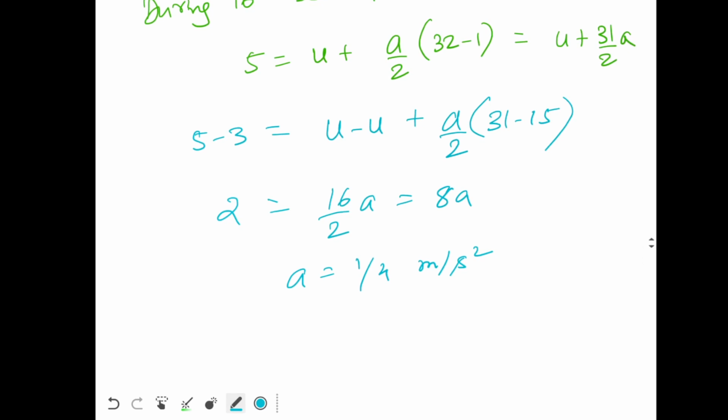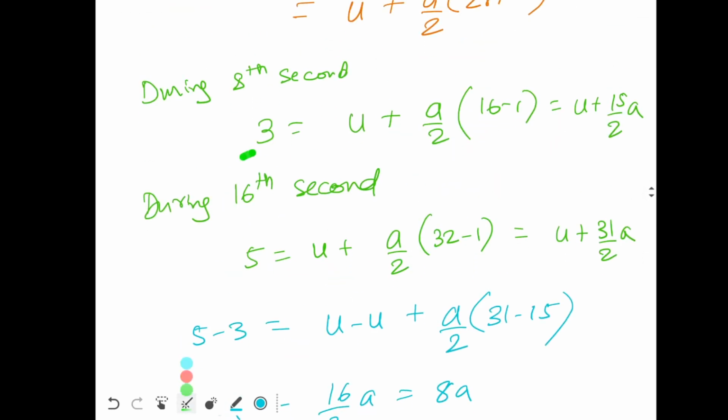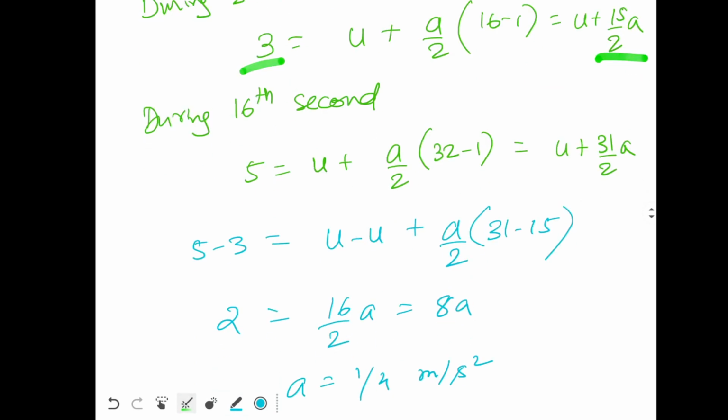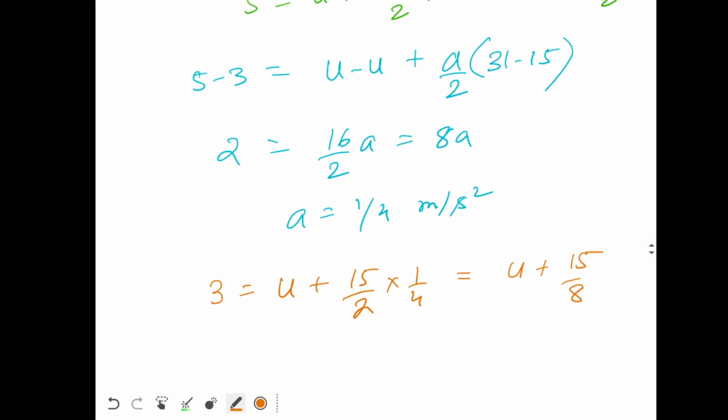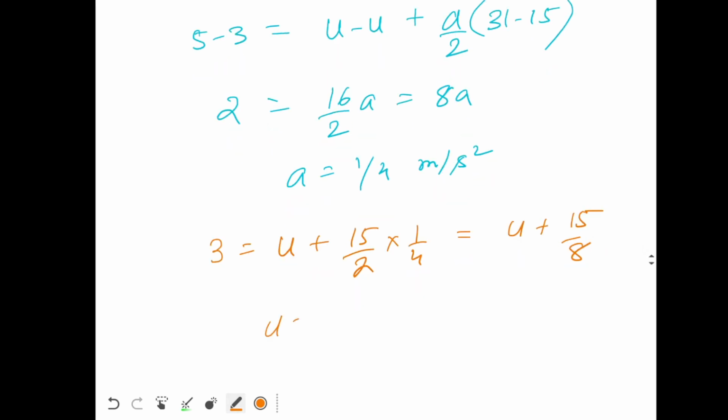We can find u again using the same equation, 3 equal to u plus 15a by 2. So 3 equal to u plus 15 by 2 into a, which is 1 by 4. So this is u plus 15 by 8. So u will be equal to 3 minus 15 by 8. So I get 9 by 8 meter per second.